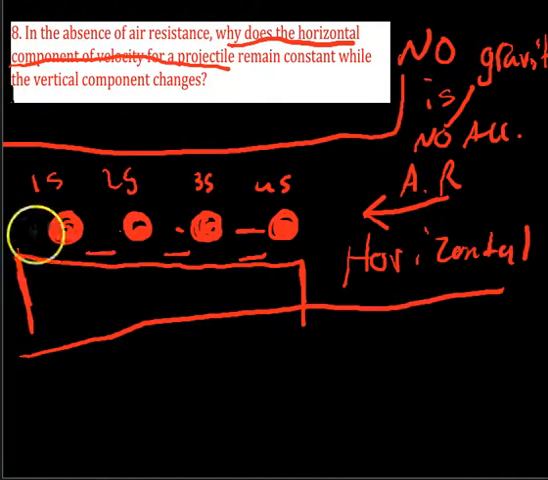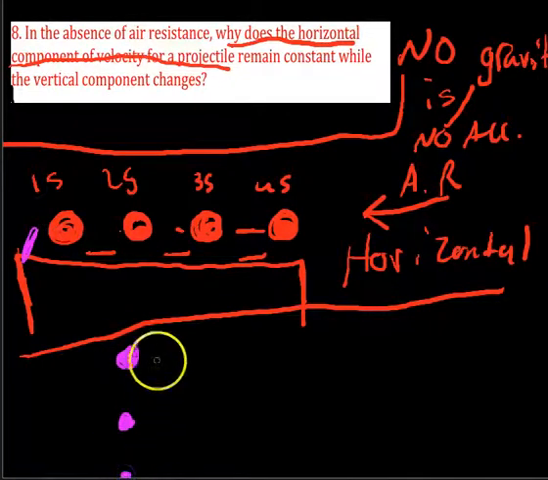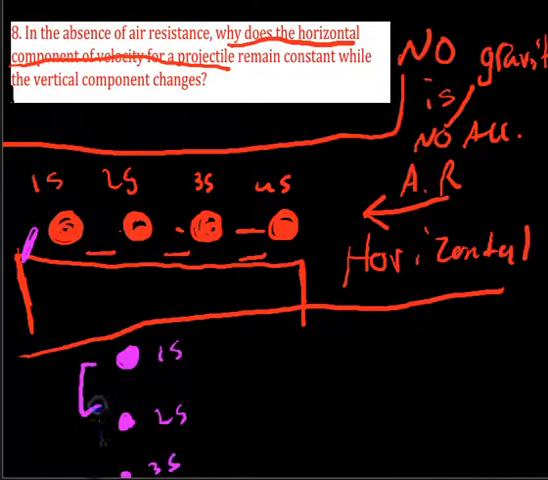Now, let's look at kind of this diagram, but for vertical. So we have a ball, then ball, and then ball gets further away. So 1 second, 2 seconds, 3 seconds. Now, why does this distance interval get bigger and bigger?